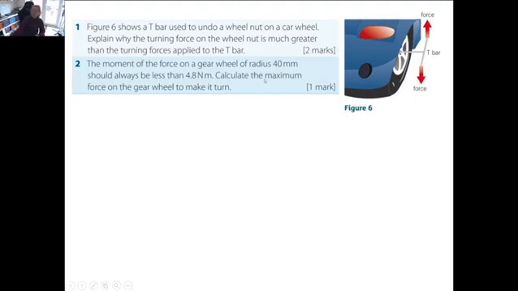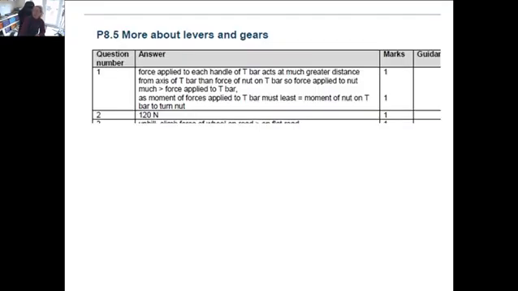And for your second answer, if the moment of a force should always be less than 4.8 Newton meters, then what's the maximum force on the gear wheel? Well, you need to divide 4.8 Newton meters by 40 millimeters, having first changed it into meters. So you should get an answer of 120 newtons.